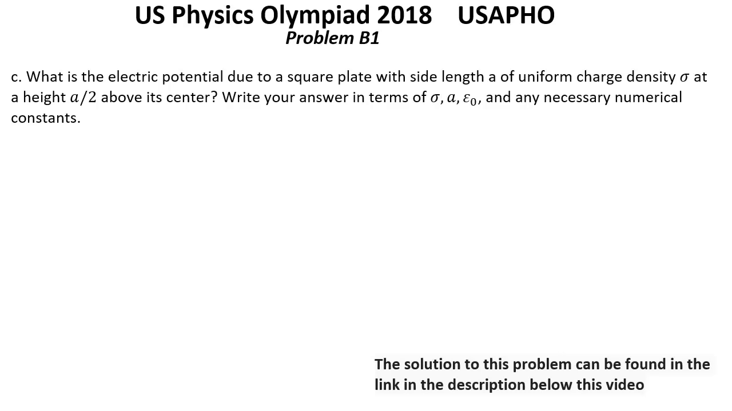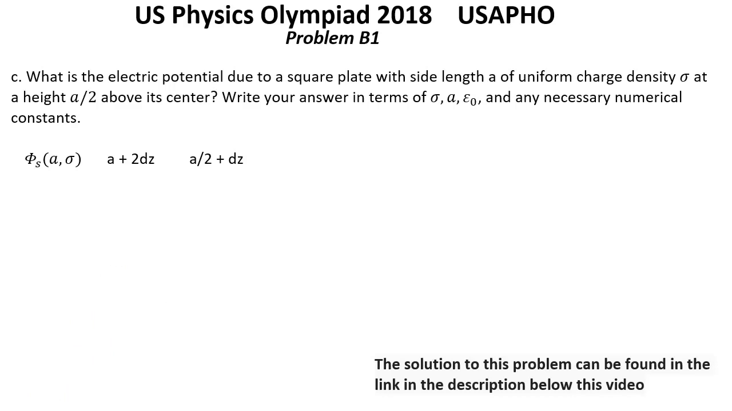Solution. Let the potential due to such a square be this one. Note that adding a square plate of infinitesimal thickness dz and side length A to a square pyramid with a base side length A and height A over 2 yields a square pyramid with a base side length A plus 2 dz and height A over 2 plus dz.